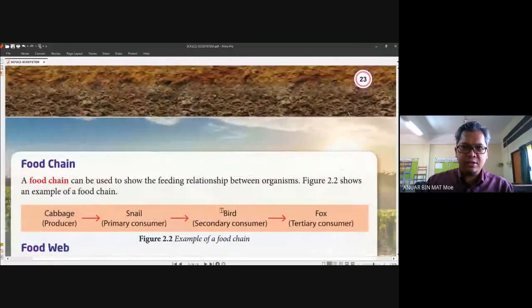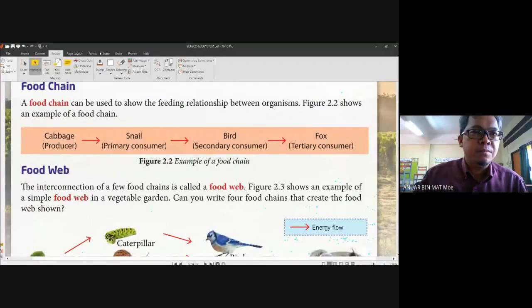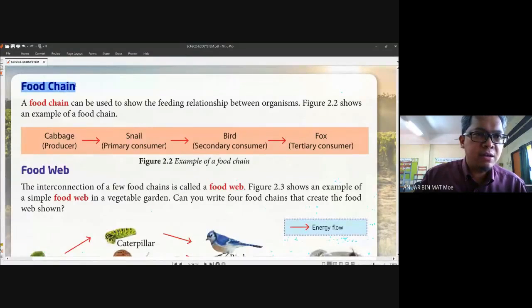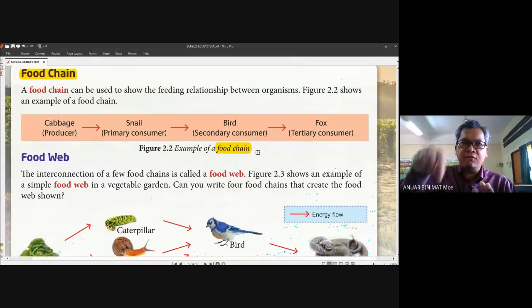Food chain. This one is very simple. I just directly give you the example. This is an example of the food chain. That's why you must first identify which organism fits into the role of producer or consumer. And for consumers, you must remember, they are divided into 3: primary consumer, secondary consumer, and tertiary consumer.